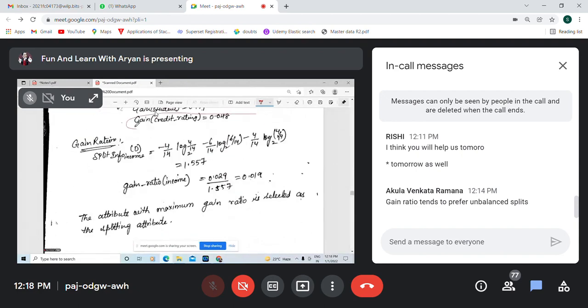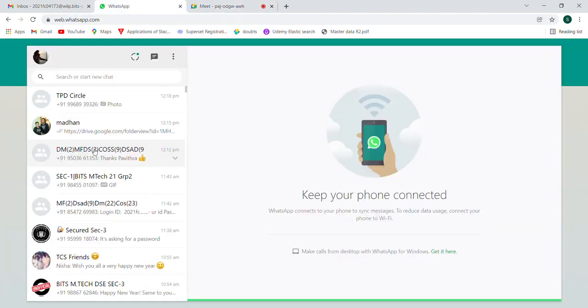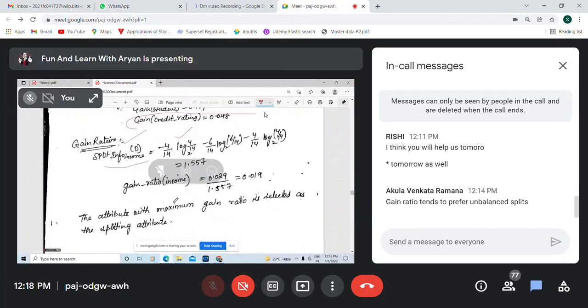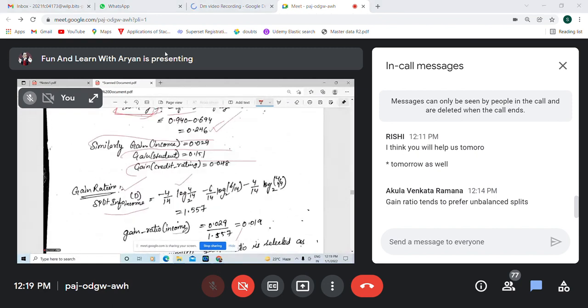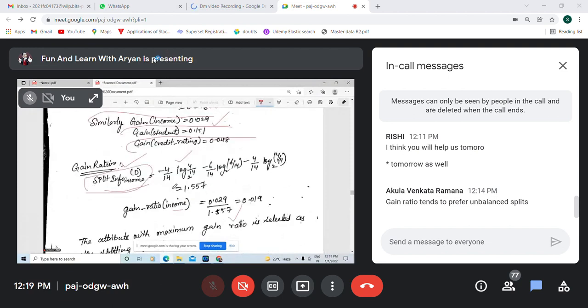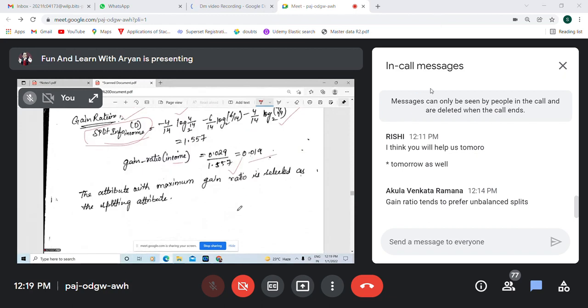Here they have calculated gain ratio. They are trying to calculate the split info of income. Based on income, they calculate the split info, and then they find the gain ratio. How do they find gain ratio? Gain of income is 0.029. And split info of income, this is the formula that they have used and calculated. And then they got this value.